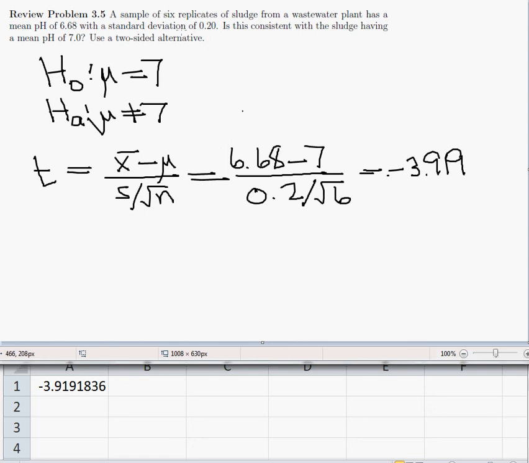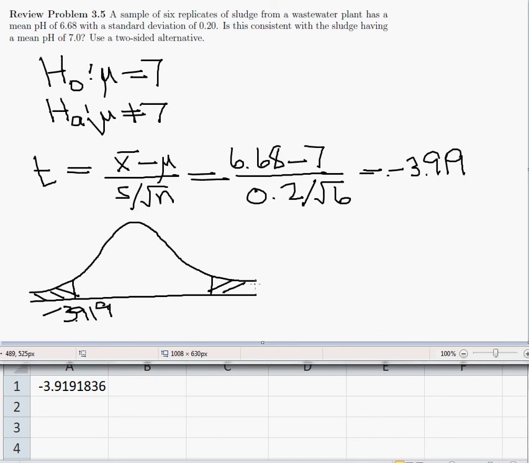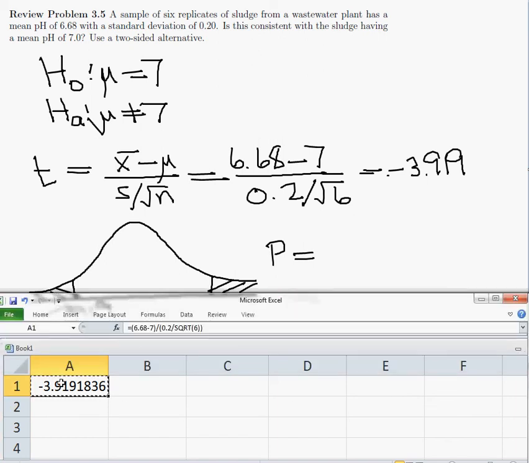Okay, now at this point we have two choices. We can either figure out the p-value or the critical value. I'll do it both ways. To figure out the p-value, either using a calculator or else Microsoft Excel, negative 3.919 is over here, and so I need to find the area to the left and also the corresponding area to the right. So that means figuring out the p-value. Let me copy this over to the side just so I can mark it. So there's the t-value.